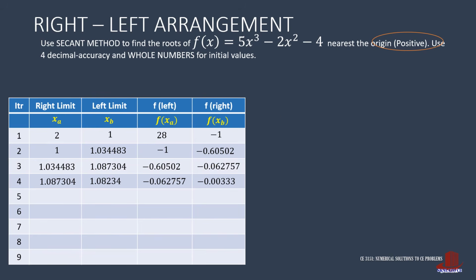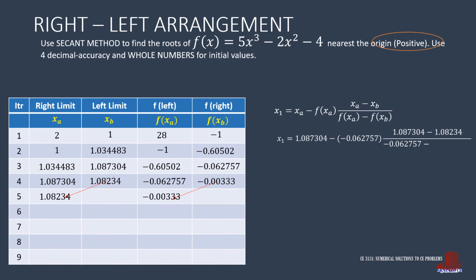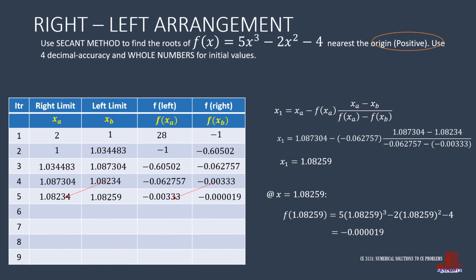The next iteration follows the same pattern of sliding xb and f of xb as the new xa and f of xa. The new value of xb is then computed from the secant function, which gives 1.08259, and f of xb uses this value to have -0.000019. This value already meets 4 decimal zeros accuracy, but we keep on iterating as we try to check if we can have the same root even if the columns in the table are interchanged.